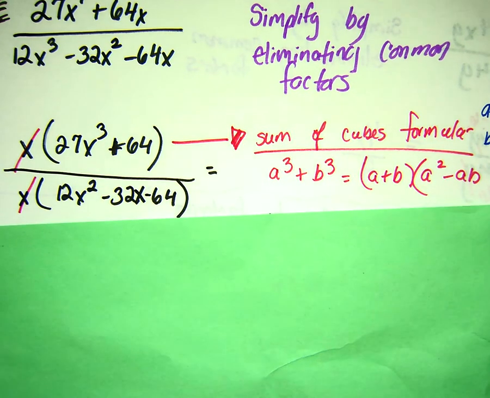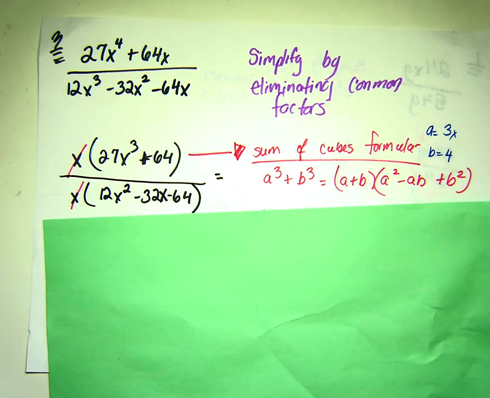Well, let's look at only the numerator. So for the numerator, I factored out the x. So now I'm left with 27x cubed plus 64. Notice the format. It is in the form of a sum of cubes. So the sum of cubes formula is a cubed plus b cubed equals a plus b, times a squared minus ab plus b squared. And if we look at this carefully, we see that we have the x cubed, so we already know it's going to have an x in it.